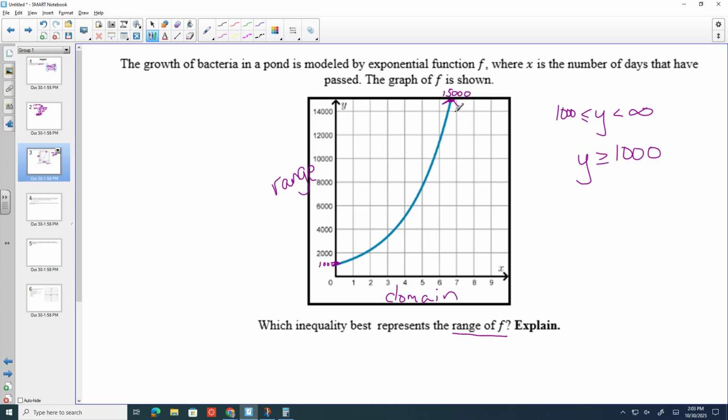This would be if you assume the graph continues, right? So if you were under the assumption that the graph continues, this would be an acceptable answer choice. If you assume that the graph stops here, then you would want to bound your range as all values of 1,000 up to 1,500, in which case we could say the values of y are greater than or equal to 1,000, but also less than or equal to 1,500.